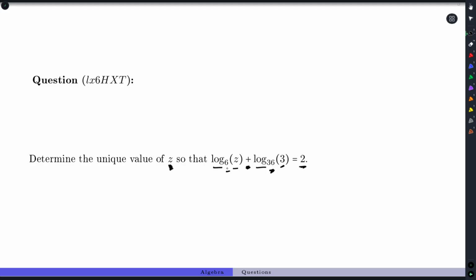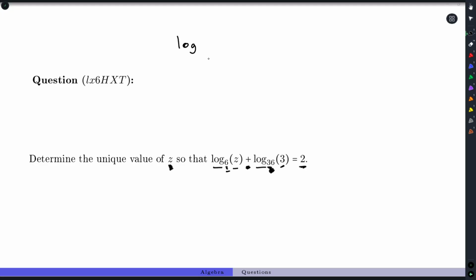But the problem is my property, my rule, or my law, whatever you want to call it, for logarithms, you can only add them if the base is the same. Well, we don't have the same base. We got 6 and we got 36. So we can't just combine these. If you're in a rush, you're going to say, oh, 2 is equal to log base 6 of 3z. You can't do that. So I need to find a way to combine these in a useful way.